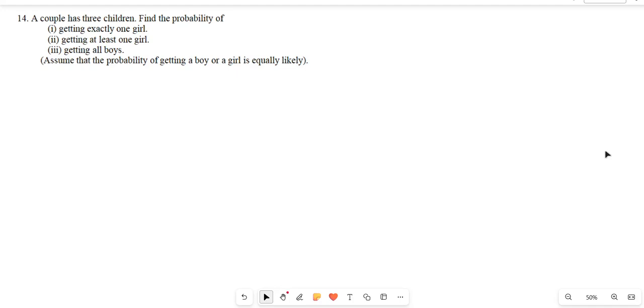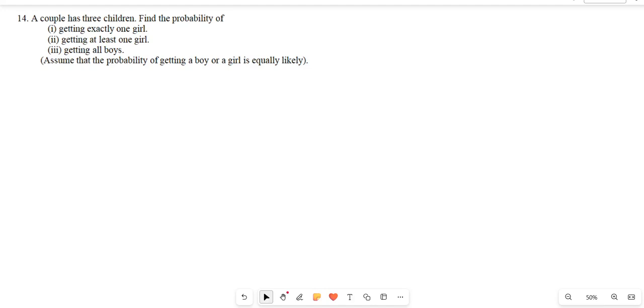Instead of tossing a coin with head and tail, here it has boys and girls, because for these three children we do not know whether they are girls or boys. It might be two boys, or one girl and two boys, or three boys. Randomly those things will change. It is also mentioned here: assume that the probability of getting a boy or a girl is equally likely. That means getting a boy or a girl is half.